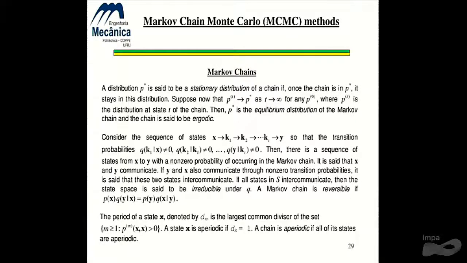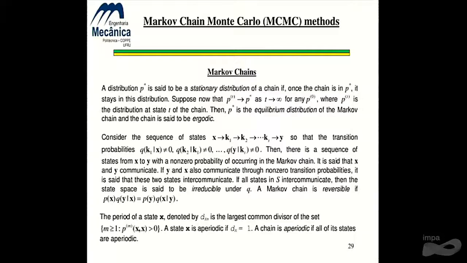And the Markov chain is said to be reversible if the probability of being at state X multiplied by the probability of moving from X to Y is equal to the probability of being at state Y multiplied by the probability of moving from state Y to state X. And this is a definition regarding the period of the Markov chain.